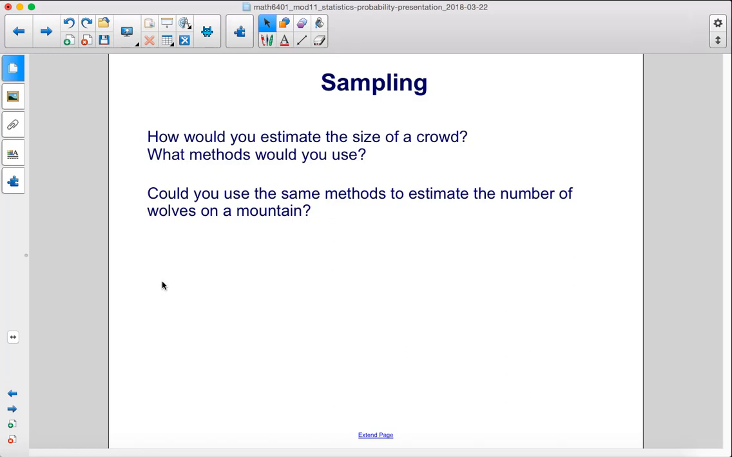How would you estimate the size of a crowd? What methods would you use? Could you use the same methods to estimate the number of wolves on a mountain?